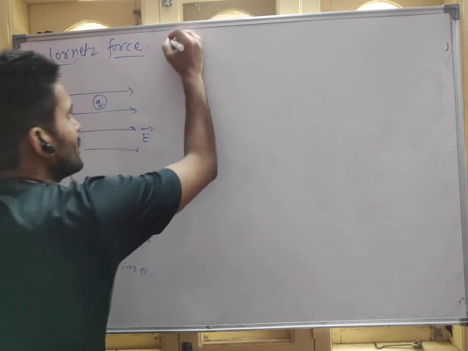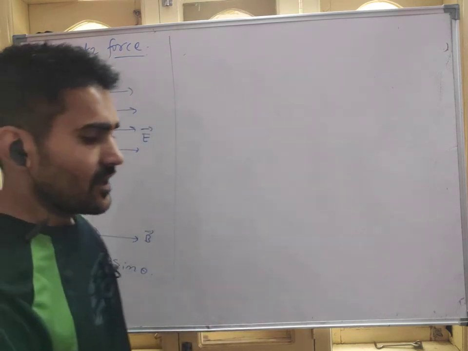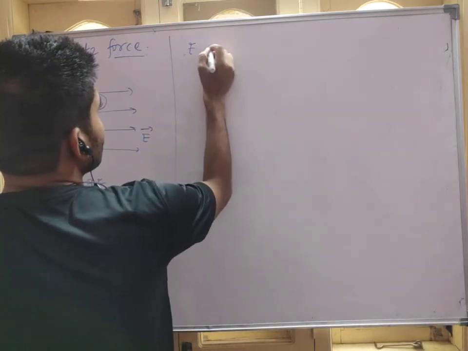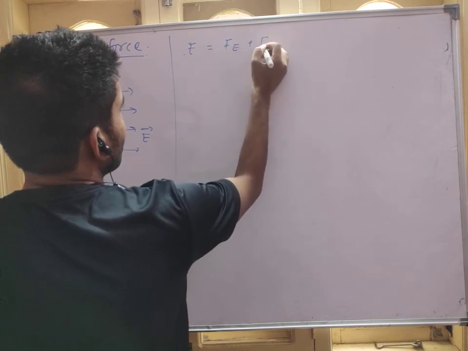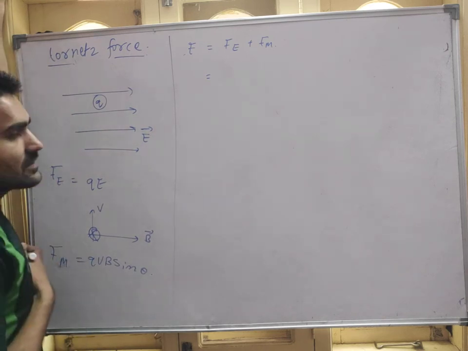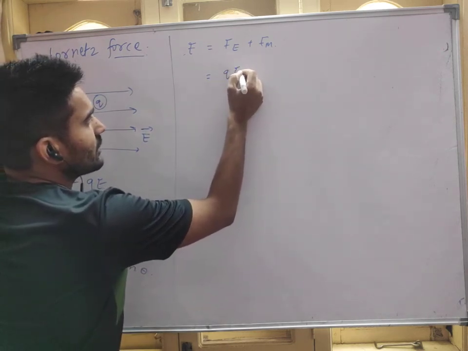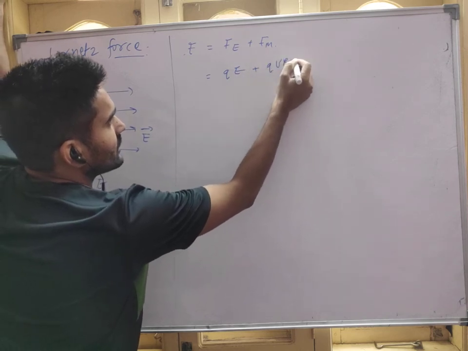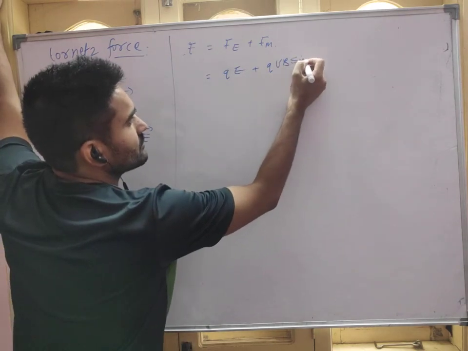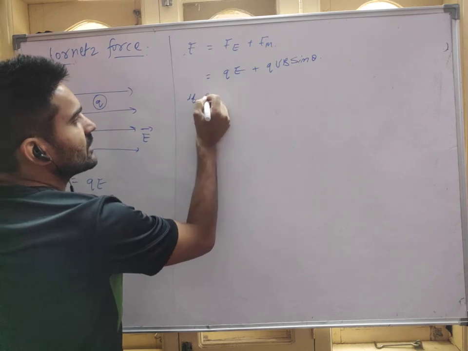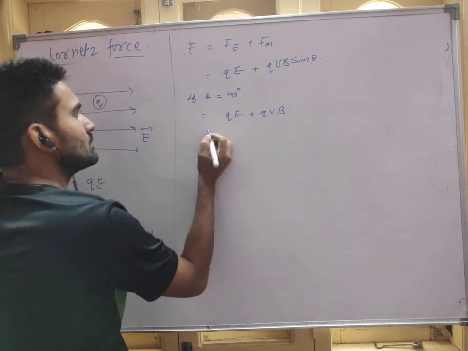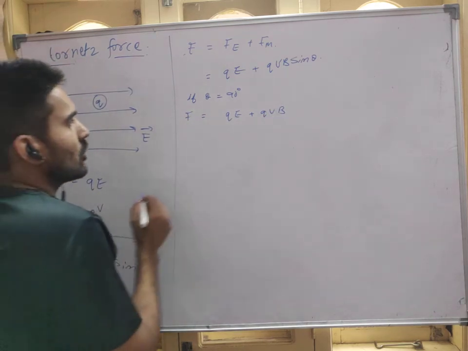So the Lorentz force is the summation of the electric and magnetic forces. Lorentz force is equal to force of electric plus force of magnetic. If a charge is kept in an electric field as well as in a magnetic field, it will be QE plus QVB, taking sin theta as 1 since it is perpendicular. If theta is equal to 90 degrees, it will be QE plus QVB, right? This is the Lorentz force.